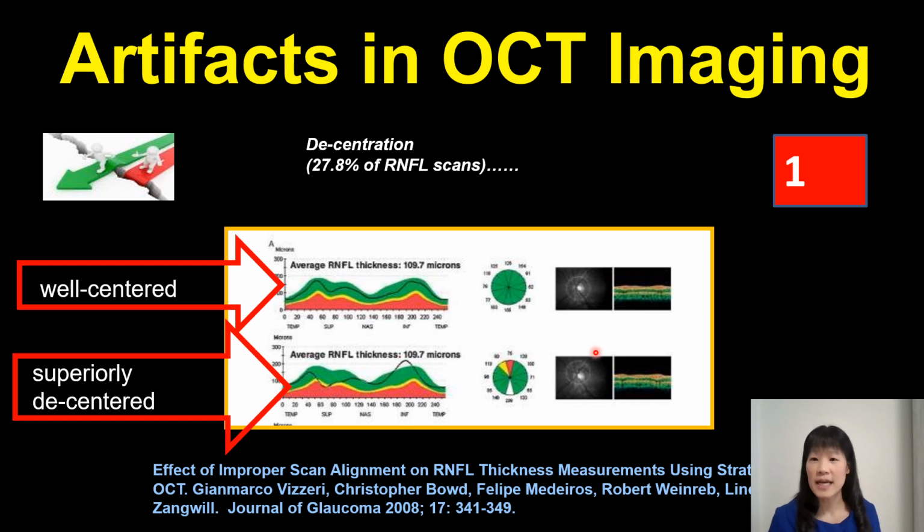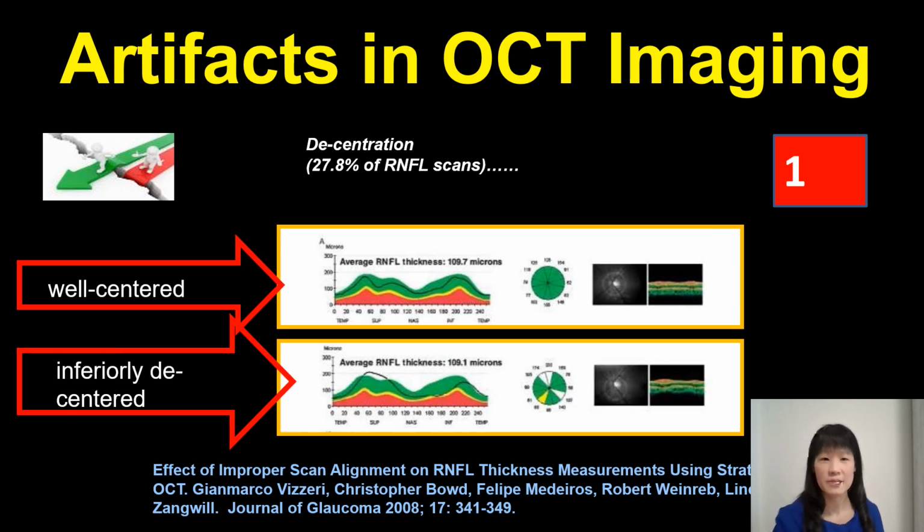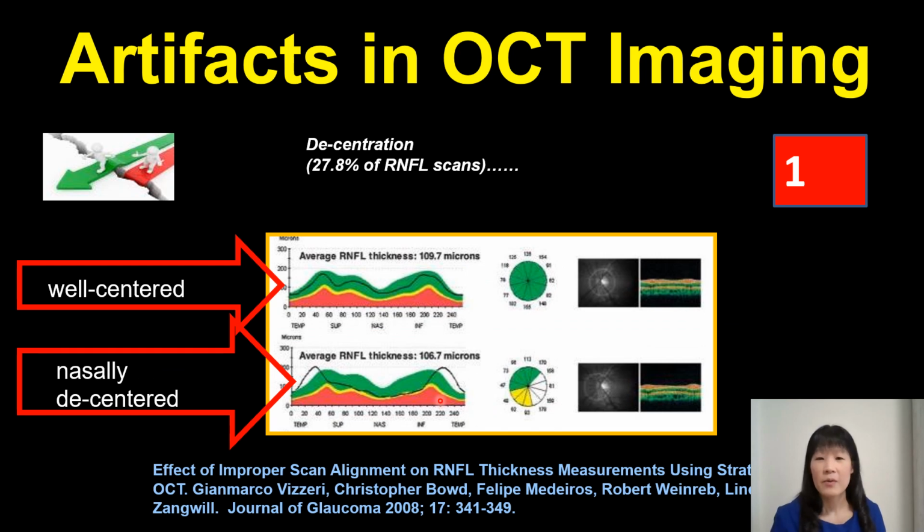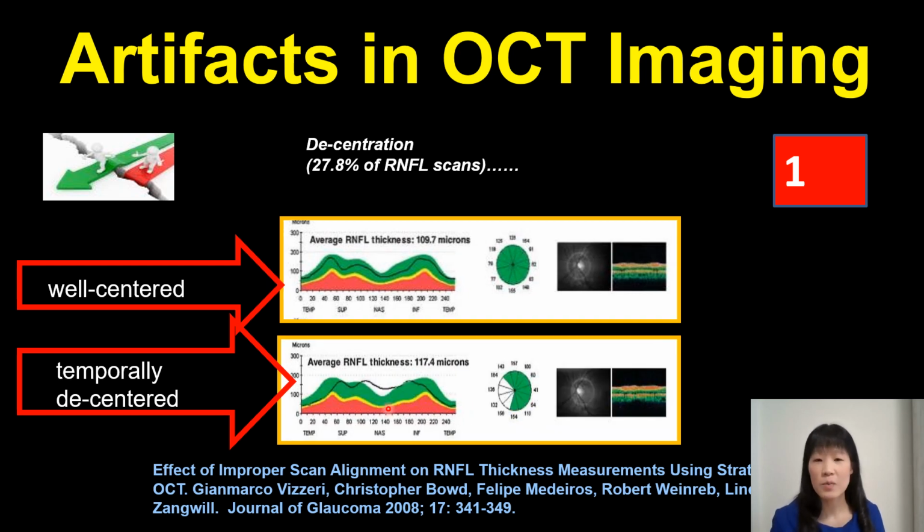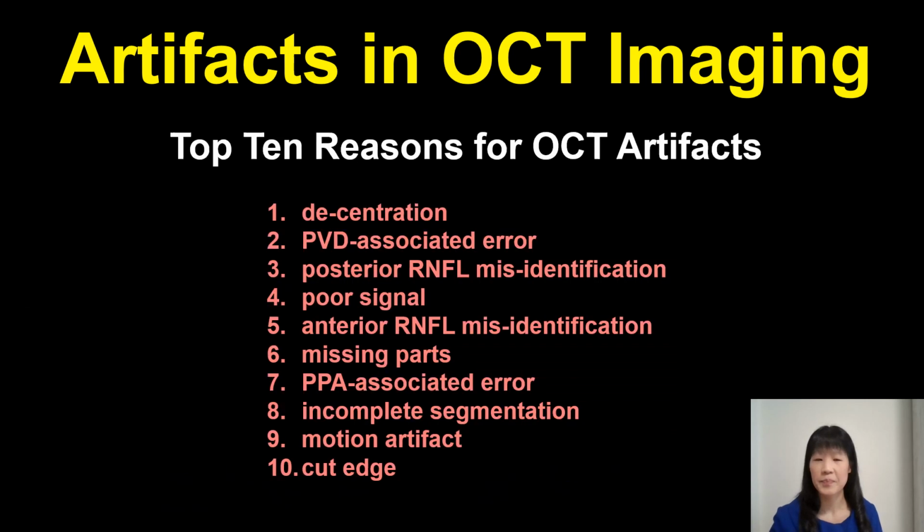So be aware, take the time in clinic that before you call your normal patient as worsening superiorly, make sure that the scan is centered properly. The same normal patient had their scan inferiorly decentered, which caused inferior thinning on the TSNIT graph. When the graph was nasally decentered, it causes artifactual nasal thinning. And when the patient scan was decentered temporally, there was artifactual thinning temporally.